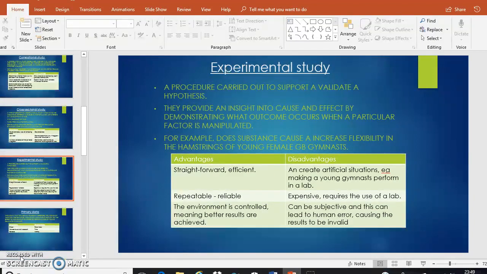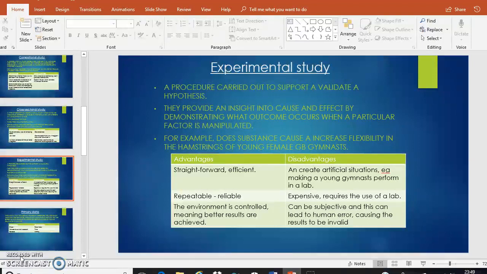An experimental study. So this is a procedure carried out to support and validate a hypothesis. They provide an insight into cause and effect by demonstrating what outcome occurs when a particular factor is manipulated. So maybe does a certain substance cause an increase in flexibility in the hamstrings of young female Great British gymnasts?